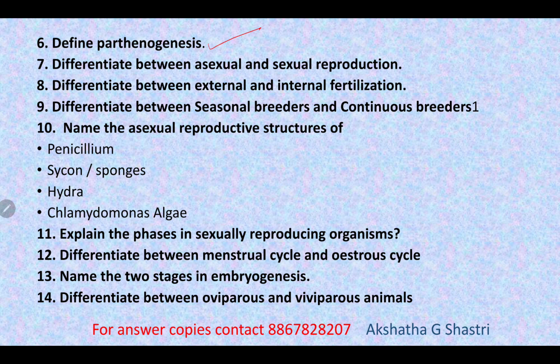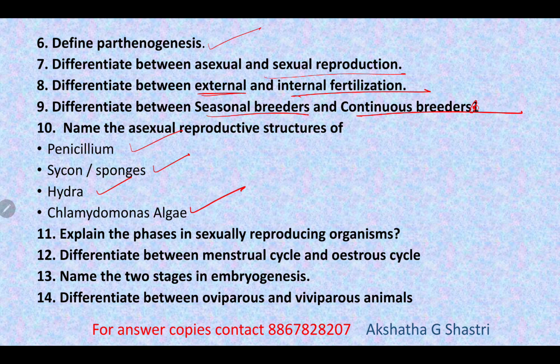Differentiate between asexual and sexual reproduction. And again one more differentiate between external and internal fertilization, seasonal and continuous breeders. And name the asexual reproductive structures of penicillium, sycon or sponges, also they may ask hydra and chlamydomonas algae.